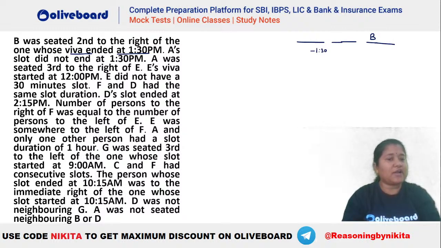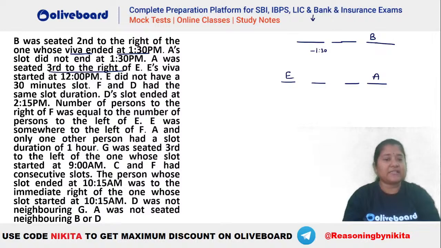A's slot did not end at 1:30 p.m. So A's slot is not ending at 1:30 p.m. here. A was seated third to the right of E. This is another piece of information. A has to be third to the right of E. So A's slot did not end at 1:30 p.m. That means this person cannot be A here, because his slot is not the one ending at 1:30.